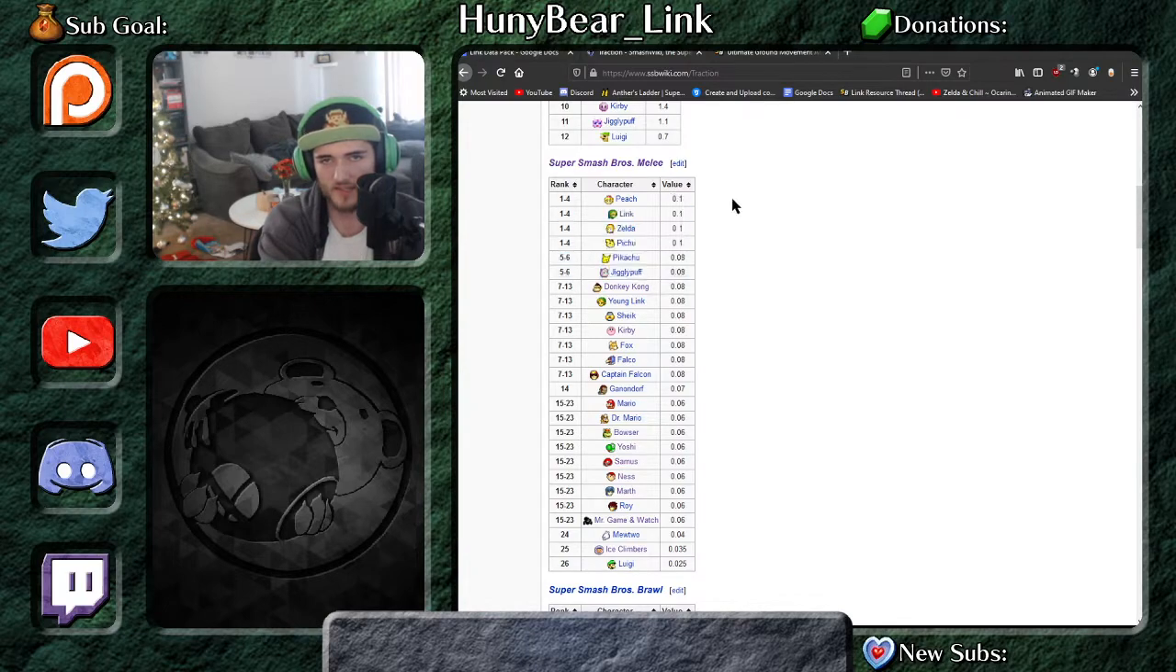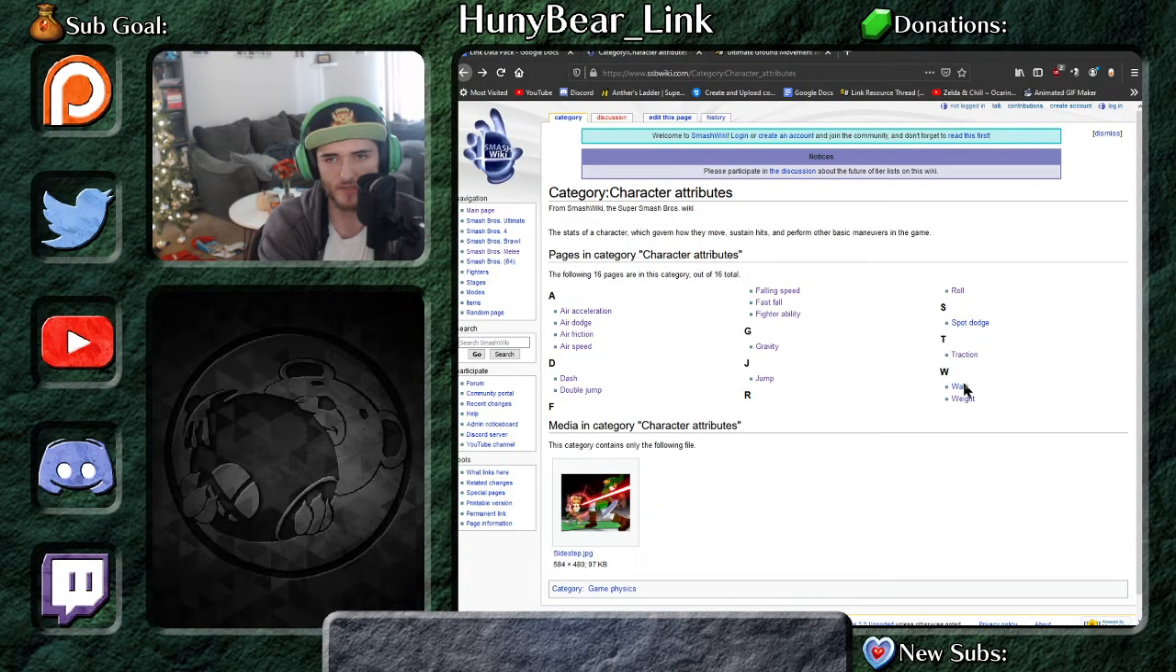As you can see, Link is tied up here with Peach, Zelda, Pichu, Puff. All these characters have like horrible wave dashes. I would say Jigglypuff's is the best of the bunch, just because of the crouch factor that she gets out of it. But I don't want to praise Jigglypuff too much. I don't think anyone wants to.